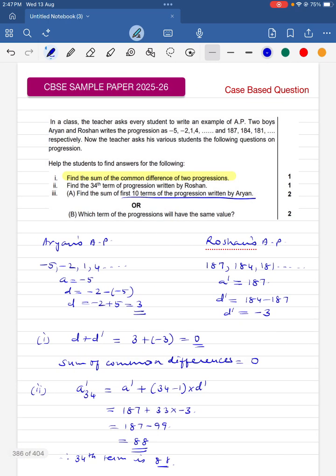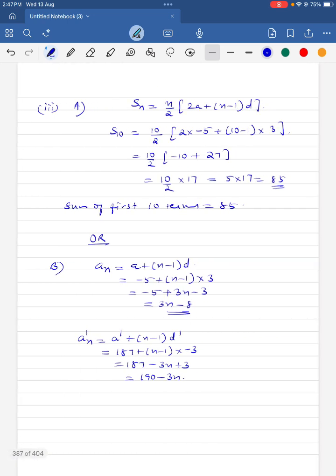Now they're asking you to find out which term of the progressions will have the same value. So at this term, we know that the value of An and A dash n will become equal to each other. So 3n minus 8 is equal to 190 minus 3n, or 6n is equal to 198, or the value of n is equal to 33. So the 33rd terms of both the progressions will be equal to each other.